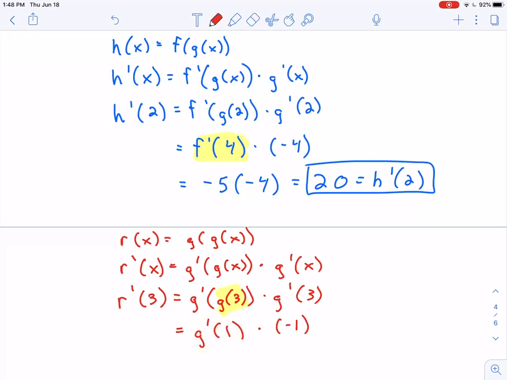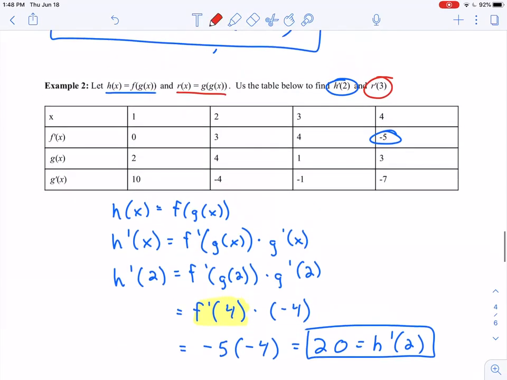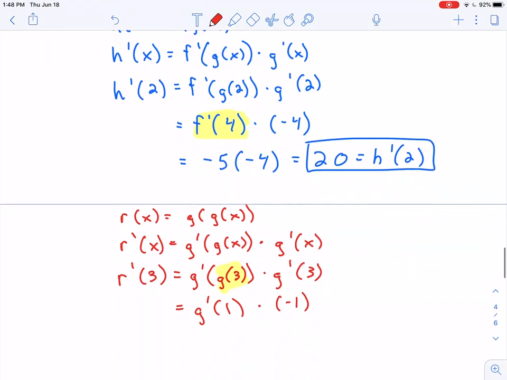So let's go back to our table. G prime of 1. Here's my input of 1. I'm looking for g prime of 1. That's going to give me back 10. So this is really 10 times negative 1, which gives me negative 10. This is r prime of 3.